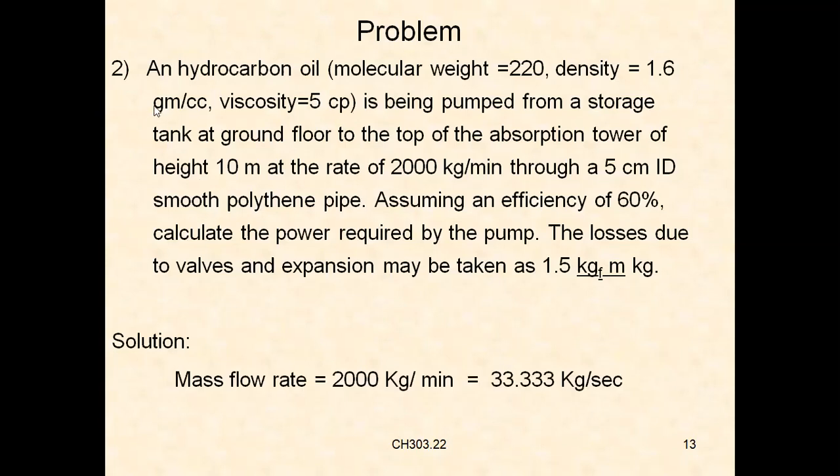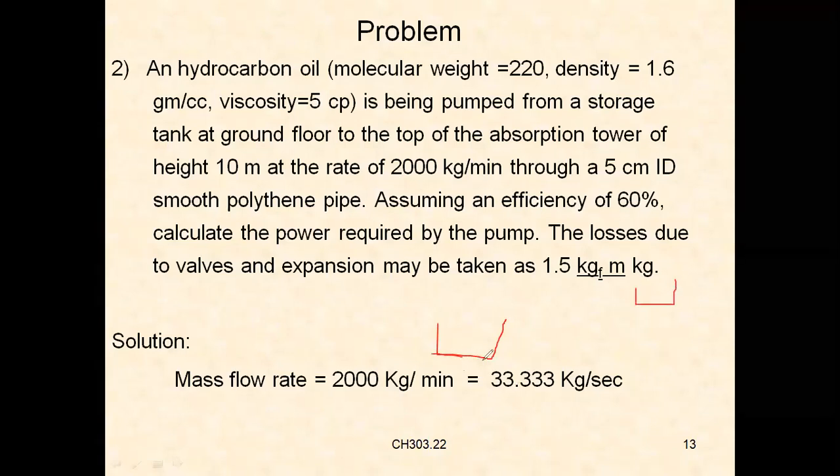So in this problem, a hydrocarbon oil which is having density and viscosity is given. It is pumped from a storage tank at ground floor. That is, the tank is at the ground, and it is pumped to an absorption tower which is at a height of 10 meters. That is, we have a storage tank and we have an absorption tower. The storage tank is at the ground and the absorption tower is at 10 meters height from this.